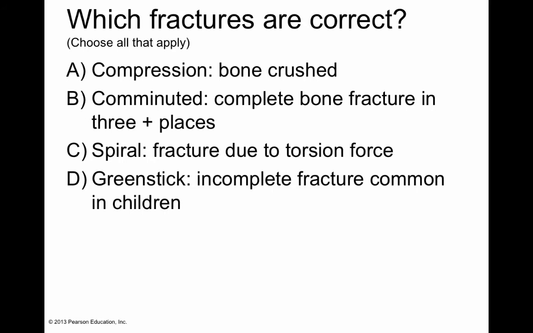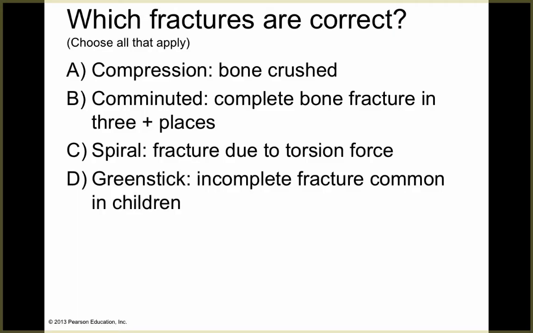So let's talk about which fracture is correct here. We have compression, which is bone crushed. Comminuted, which is complete bone fracture in 3+ places. Spiral fracture due to torsion force, or greenstick, incomplete fracture common in children. So is A correct?